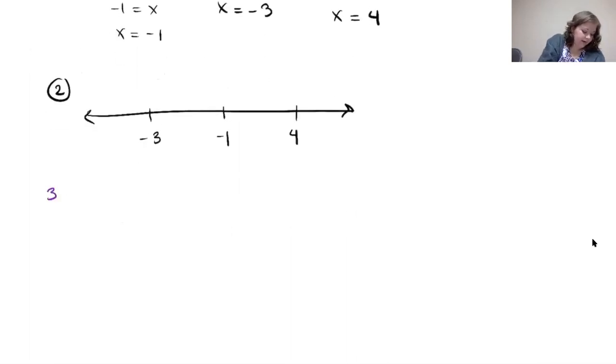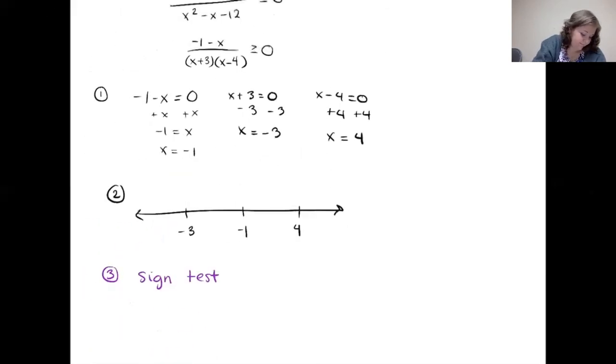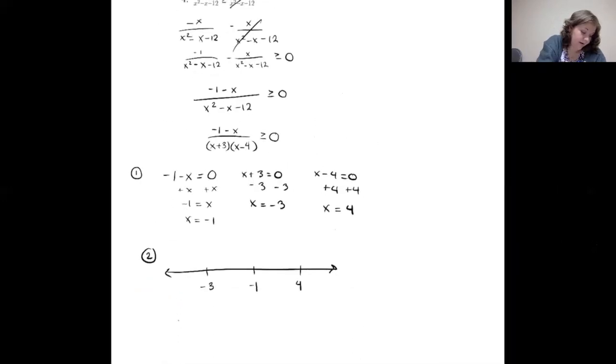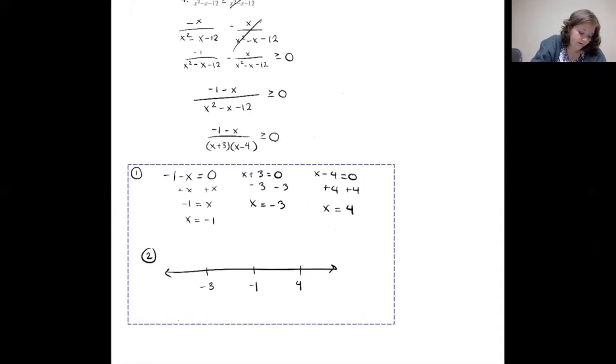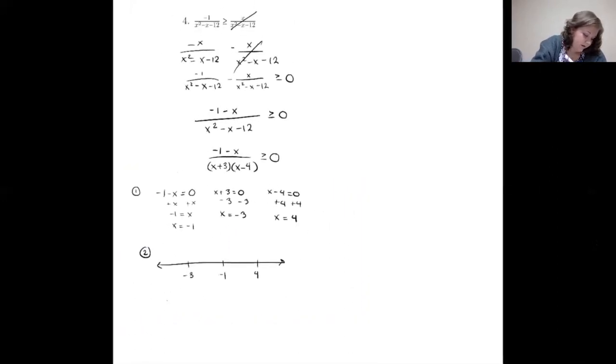So step 3 is the sign test. So we will start with the first interval. We'll plug in a number that is less than -3. And I think I actually want to do this up on the other side of this. I don't want to do it down because I want to be able to see the entire problem at once. So I'm going to do step 3 over here.